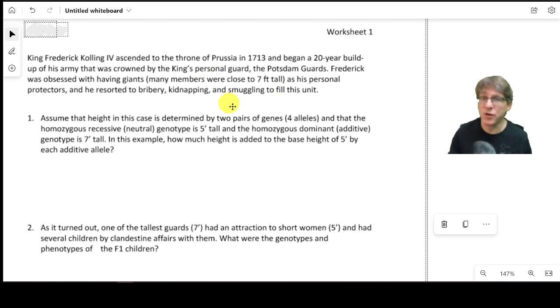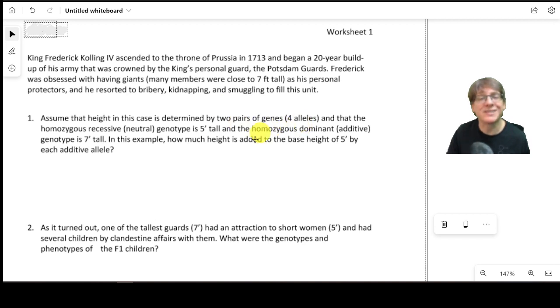It could be length, it could be width, it could be the diameter of some organism, or whatever trait. And it could be 5 genes, 4 genes, 2 genes, or 6 genes. However many genes you have, you have twice as many alleles. So for this case, we have 2 pairs of genes, so we have 4 alleles.